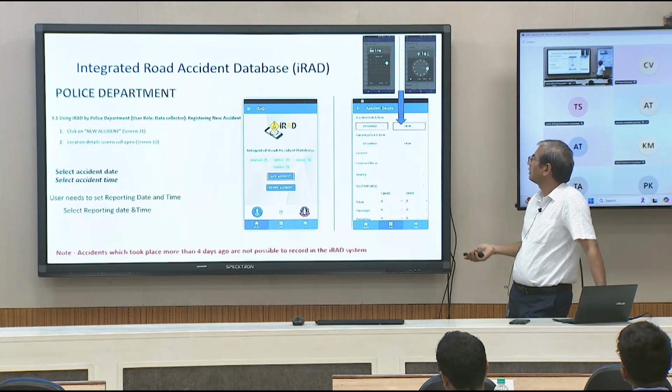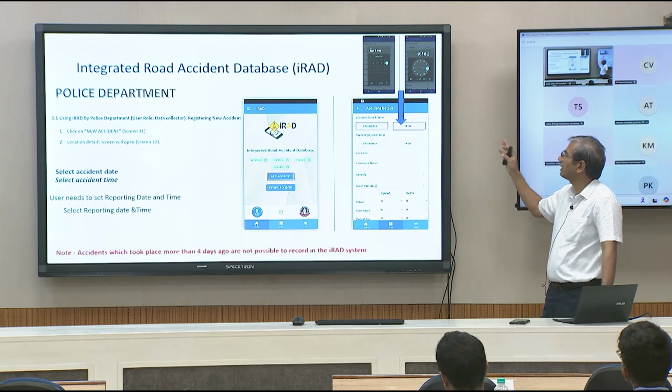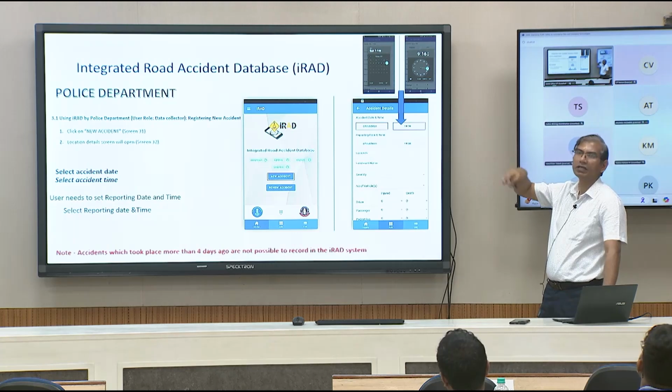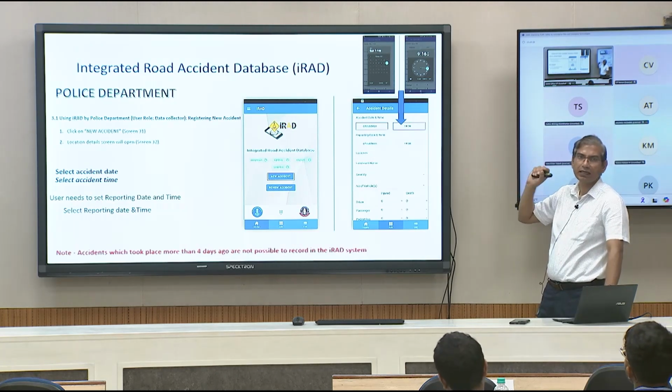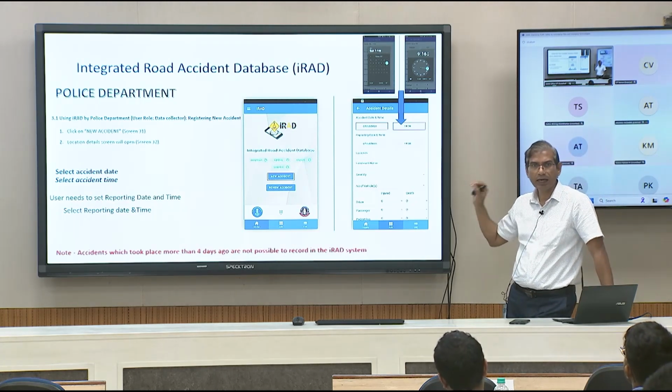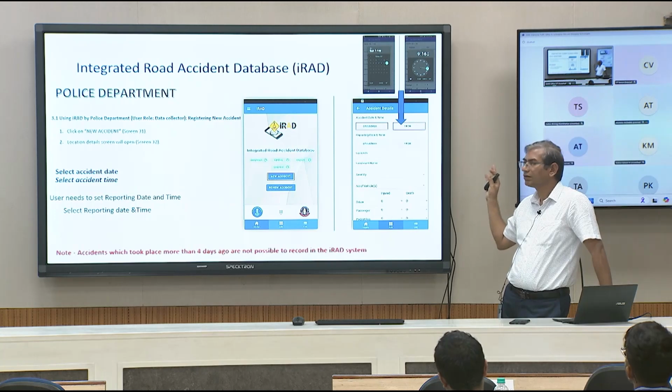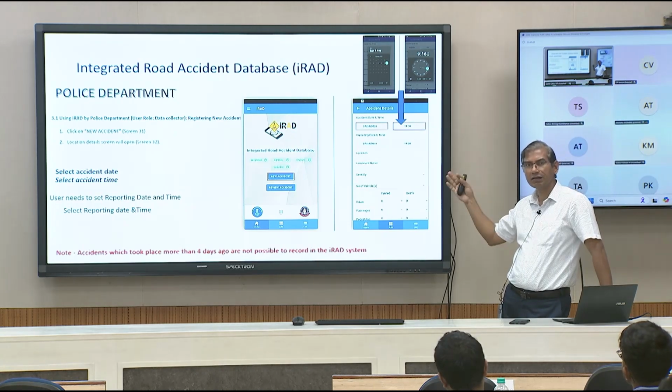Okay. Then you need to choose the date and time, and you can just rotate the clock by hand. You need not type, they have minimized the typing so that anybody can quickly fill the data. Although in the subsequent screens you will see that a lot of data has been asked.